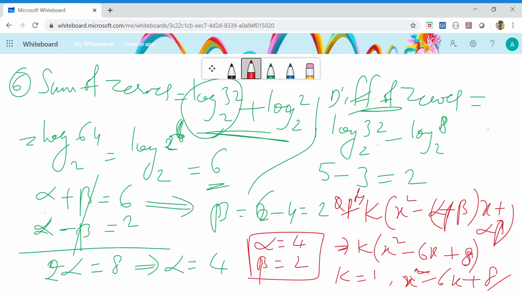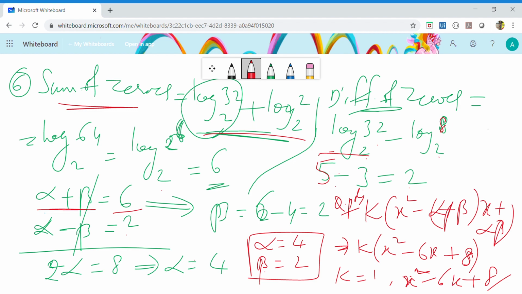So the sum of zeros is log 32 to the base 2 plus log 2 to the base 2. 32 times 2 is 64, it becomes log 2 to the power of 6 to the base 2, which is equal to 6 you will get. So this is the sum of the zeros. The sum of the zeros is indicated by alpha plus beta is equal to 6. And next, log 32 to the base 2 you can write as log 2 to the power of 5 to the base 2, so that is 5, minus log 8, which can be written as 2 cube to the base 2, which is 3. So 5 minus 3 is 2. So alpha minus beta is 2 you got.